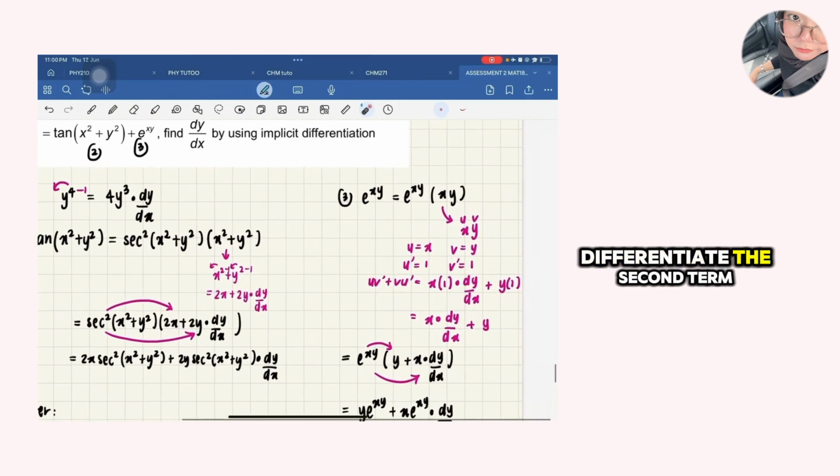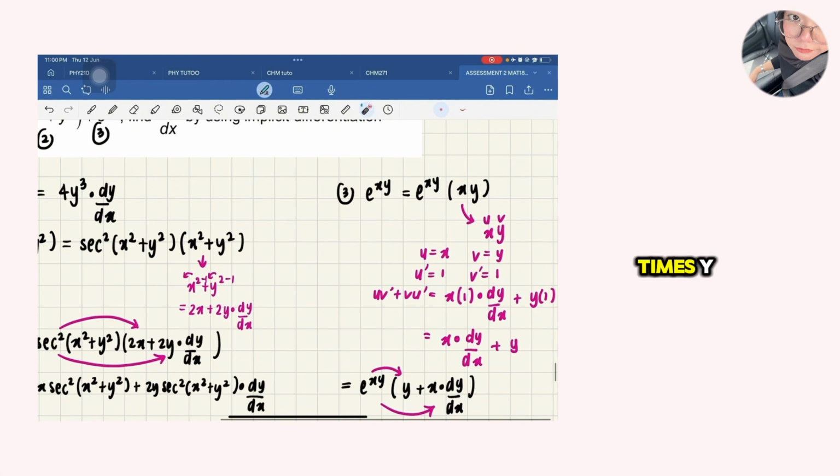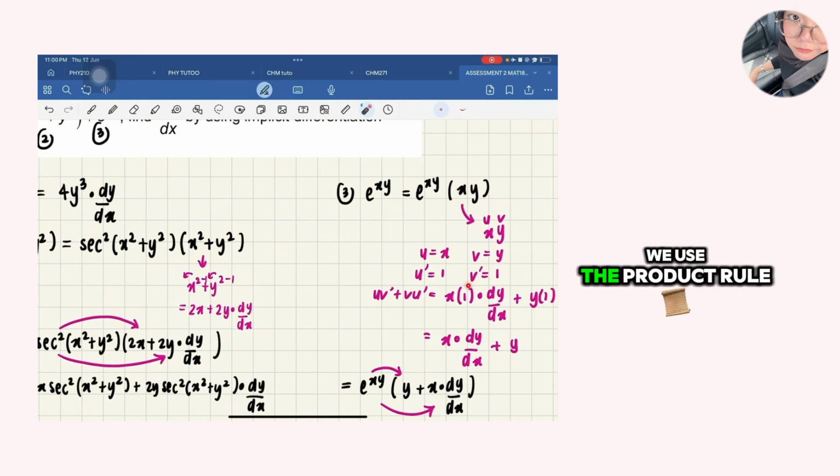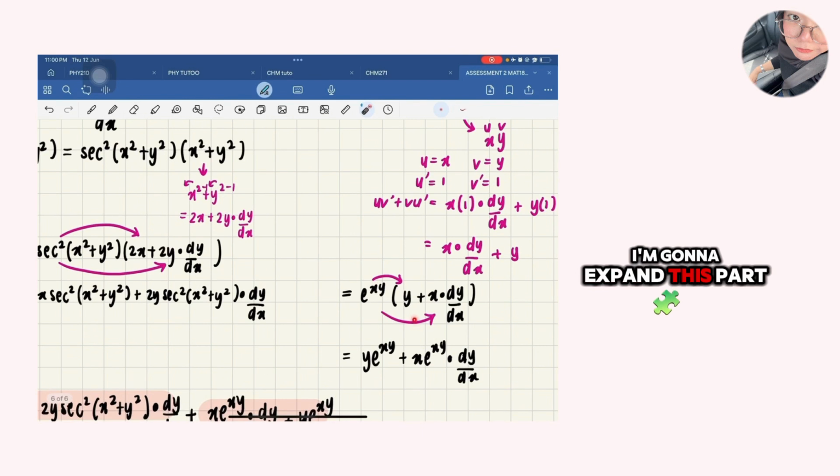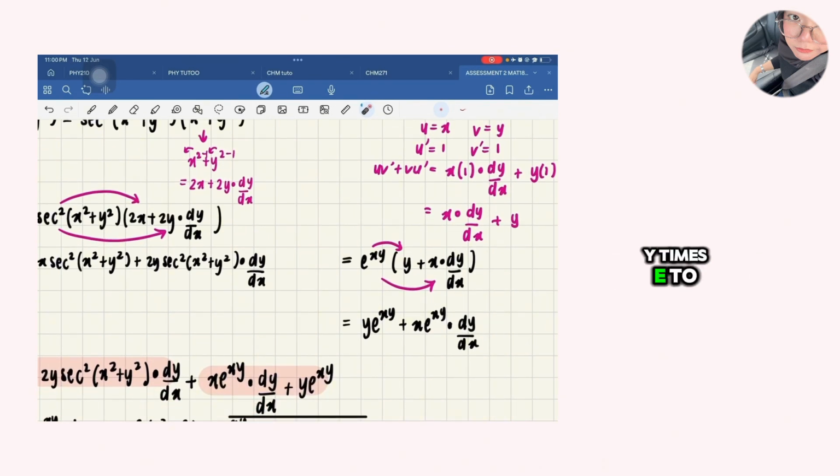Next, we differentiate the second term, which is e to the power of x times y. The derivative of e to a function is itself times the derivative of the exponent. So we say e to the power of xy times the derivative of xy. To differentiate xy, we use the product rule. The derivative of xy is x times dy/dx plus y. So this term will become e to the xy times y plus x times dy/dx. I'm going to expand this part, so it will become y times e to the xy plus x times e to the xy times dy/dx.